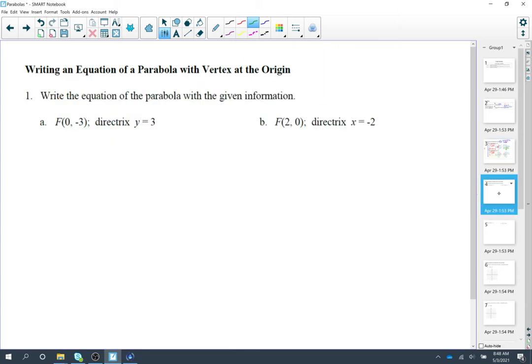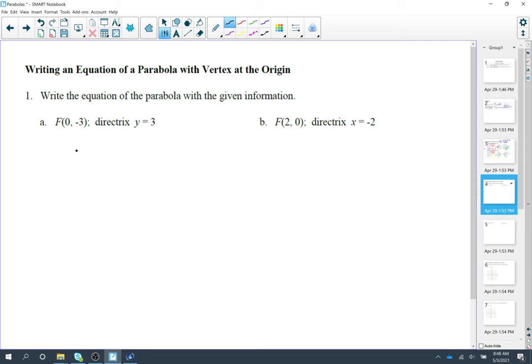Example 1, writing an equation of a parabola with a vertex at the origin. Write the equation of the parabola with the given information. In letter A, F stands for focus. We have a focus at (0, -3), and then we have a directrix at y equals 3.